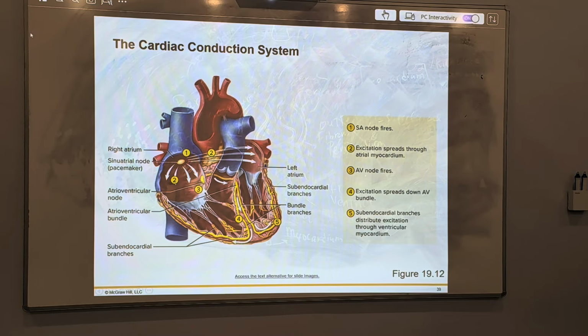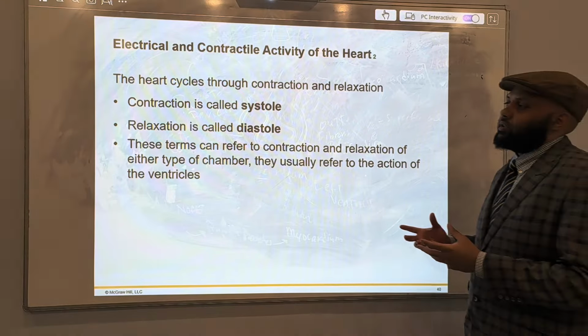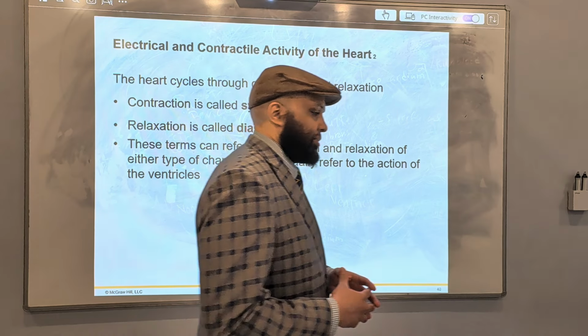Now, if you look into the cardiac conduction system, you see the sinoatrial node is going to fire. There's going to be an excitation that spreads through the atrial myocardium. Then the atrioventricular node is going to fire. Then there's excitation that spreads down the atrioventricular bundle. And the subendocardial branches distribute the excitation through the ventricular myocardium. The heart cycles through contraction, relaxation, contraction, relaxation. Contraction of the heart is known as systole, while relaxation is known as diastole.